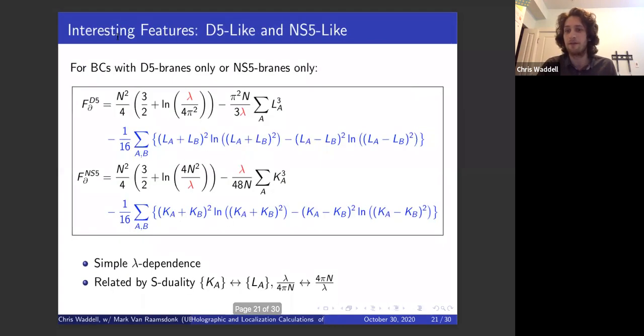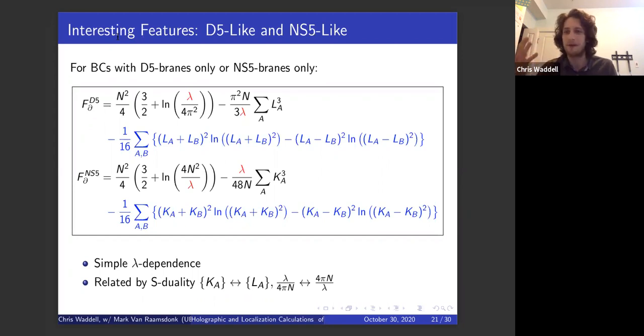But we can focus in on a few interesting special cases and special features of this result. So for one, if we consider boundary conditions which involve only D5-branes or only NS5-branes, the expression for boundary F simplifies significantly, and we've written the expression for boundary F in both of these cases. A couple interesting things to note. First of all, there's a pretty simple dependence on the 't Hooft coupling lambda, which appears in these expressions. And then also there's a manifest S-duality relating the two expressions.